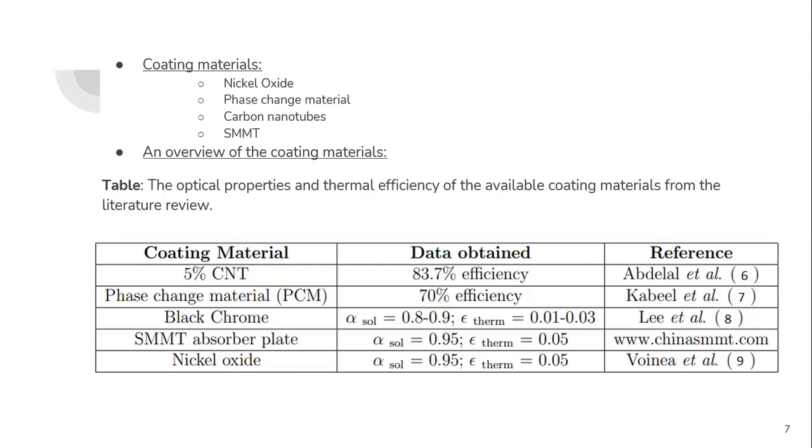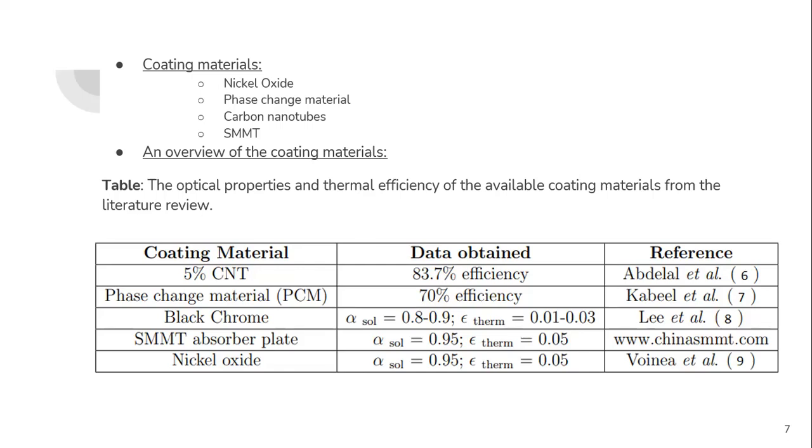It shows us 83.75% efficiency. But there's one problem with that: its manufacturing technology. We need an ultrasonication technique for this material to embed it in an absorber plate. Our base material is aluminum, and we will coat it with other coating materials. So the CNT has some complex processes that are not available everywhere. So that's why we escaped it.